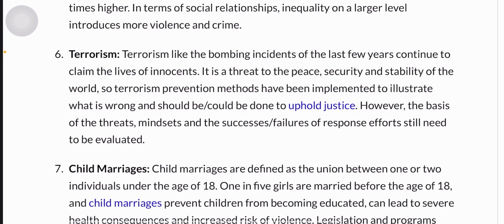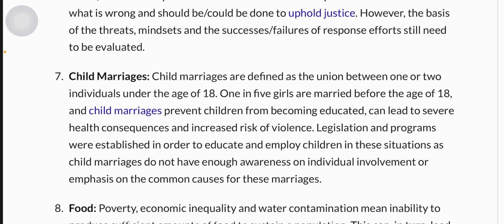Number 6, terrorism. Terrorism, like the bombing incidents of the last few years, continues to claim the lives of the innocent. It is a threat to the peace, security, and stability of the world. So, terrorism prevention methods have been implemented to illustrate what is wrong and what could be done to uphold justice. However, the basis of the threats, mindset, and the successes or failures of the response efforts still need to be evaluated.